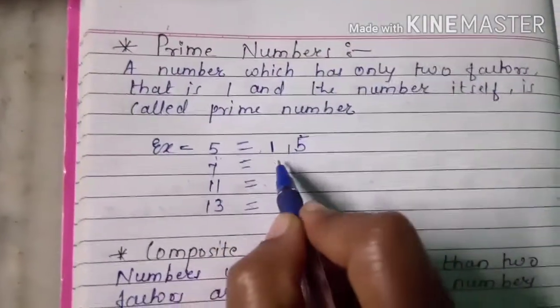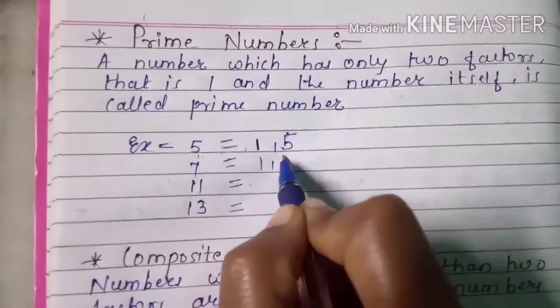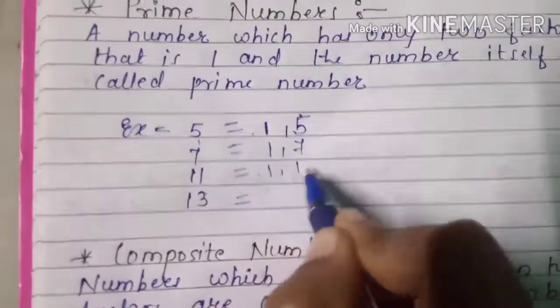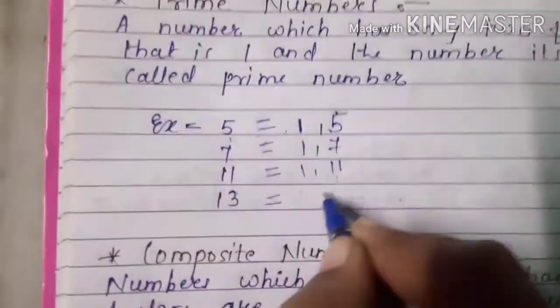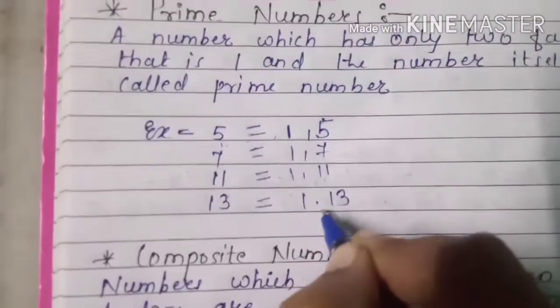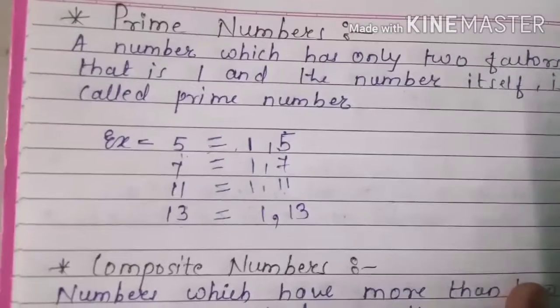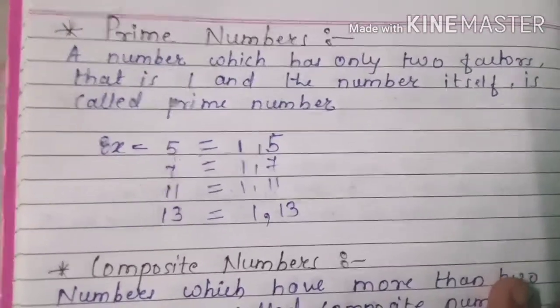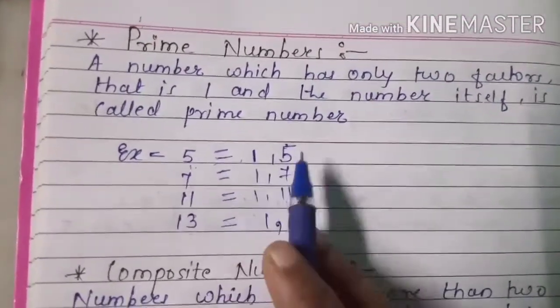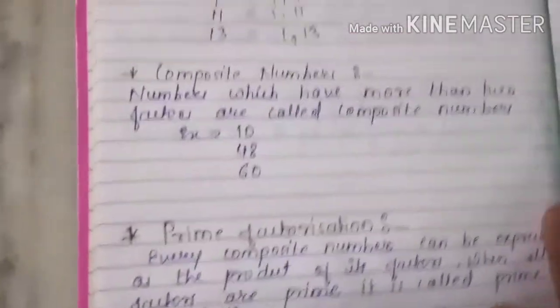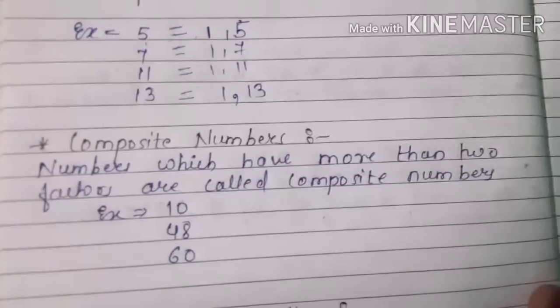So see here, 7 also has two factors, that is 1 and 7 only. 11 is 1 and 11. 13 is 1 and 13. So these are the prime numbers. Prime numbers means what? The numbers which have the factors 1 and the number itself are called prime numbers. Second one is composite numbers.